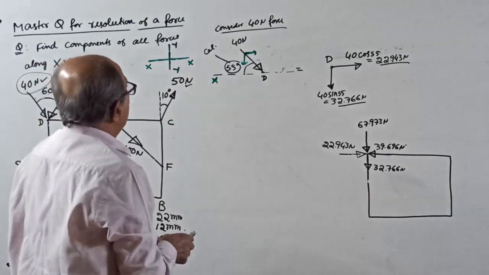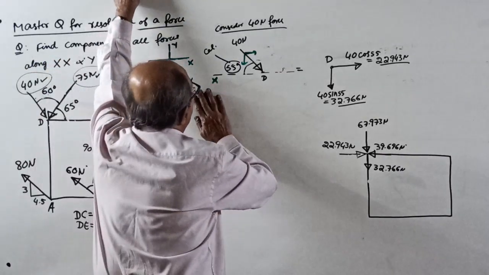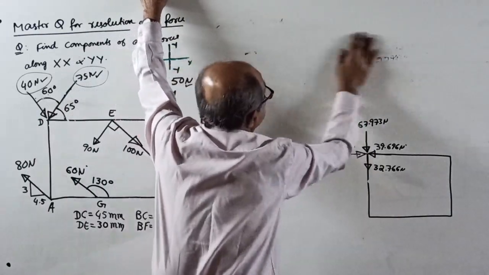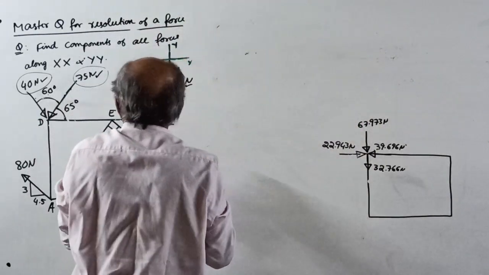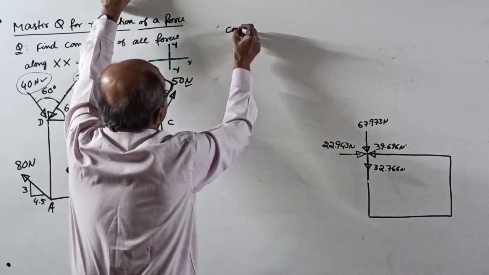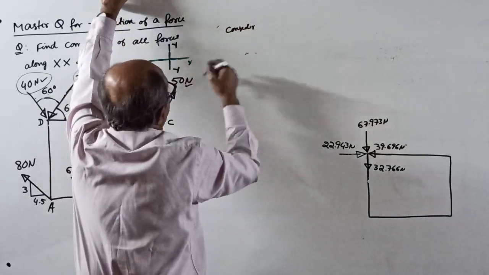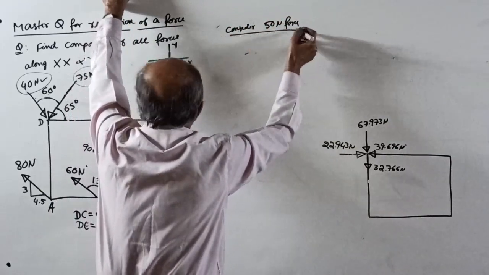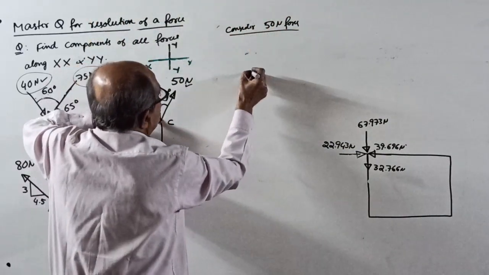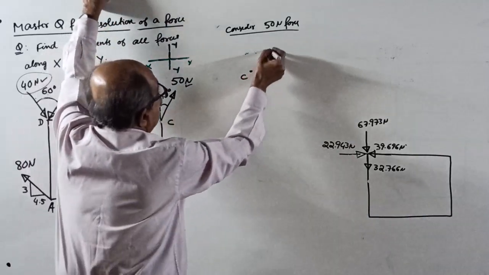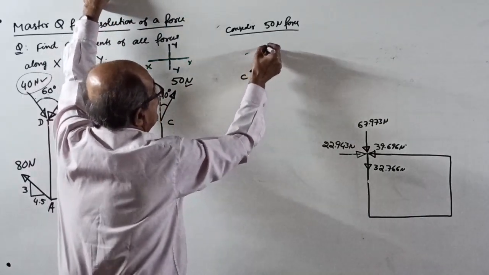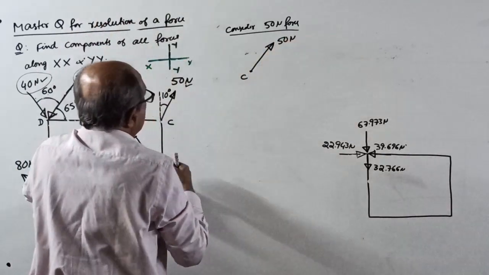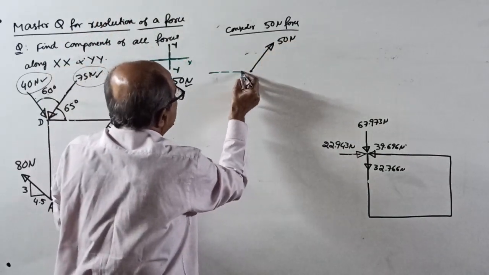Why? Easy to calculate. Direct angle given. See? Direct angle. Okay, I'll remove this one now. Directly given. So, first I will finish all the forces which are directly given. First. Next. Consider 50 Newton force. See, it is passing to the point C. To the point C. The force is like this. 50 Newton.